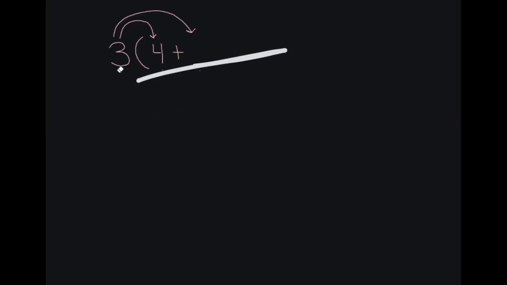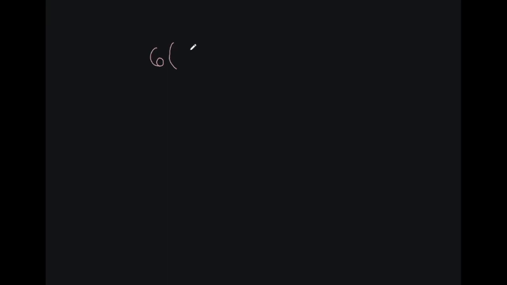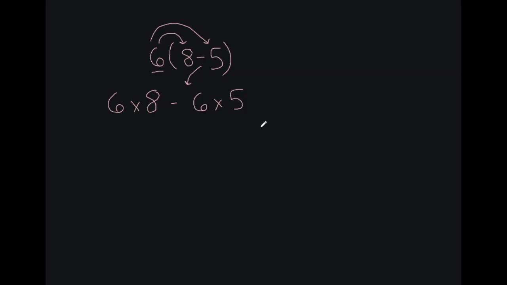Let's try one with subtraction now. Our next problem will be 6 times the quantity of 8 minus 5. Let's identify our outside number. We have a 6. Our inside terms are 8 and 5 with a subtraction sign between them. So let's distribute. We're going to do 6 times 8 first. So 6 times 8 minus 6 times 5. This is another way, if this helps to visualize it by writing it down this way.